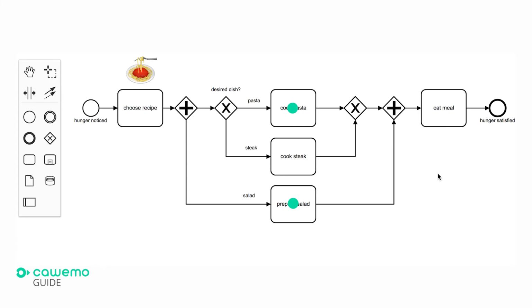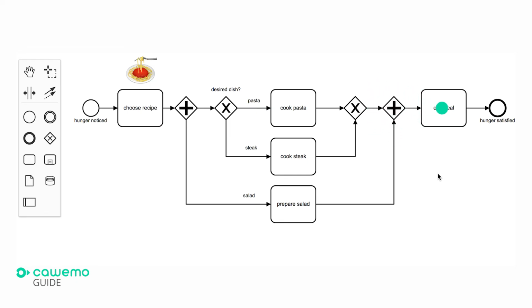Let's assume the salad gets done before we finish preparing a main dish. Then the token moves to the merging parallel gateway and waits for the other token before moving along to the eat meal task. The merging parallel gateway knows how many tokens to wait for by considering the number of sequence flows going into it. After we finished cooking pasta, the pasta token moves through the XOR gateway to the merging parallel gateway. And both tokens merge into one token and can move on.